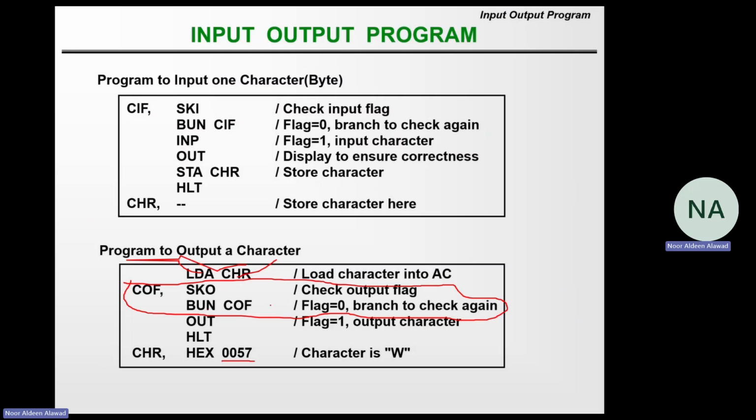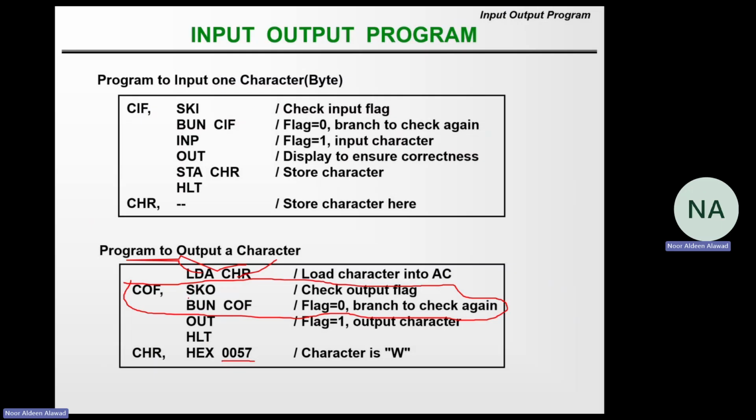Now, we can display it on the output device if the flag is 1. If it is 0, we will be stuck in this loop. Branch unconditionally to check the output flag and check this output flag. If it is 0, we are still in this loop, stuck until the flag is turned into 1. Then after that, it will be displayed on the screen and the program will stop.